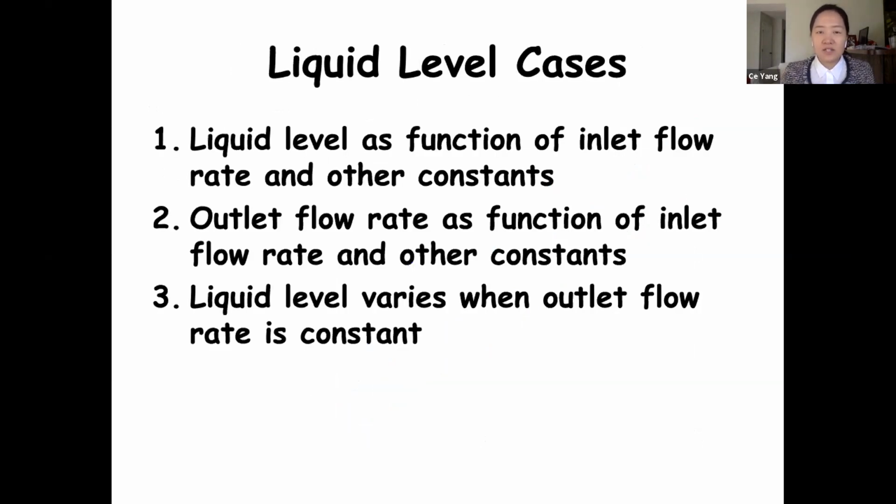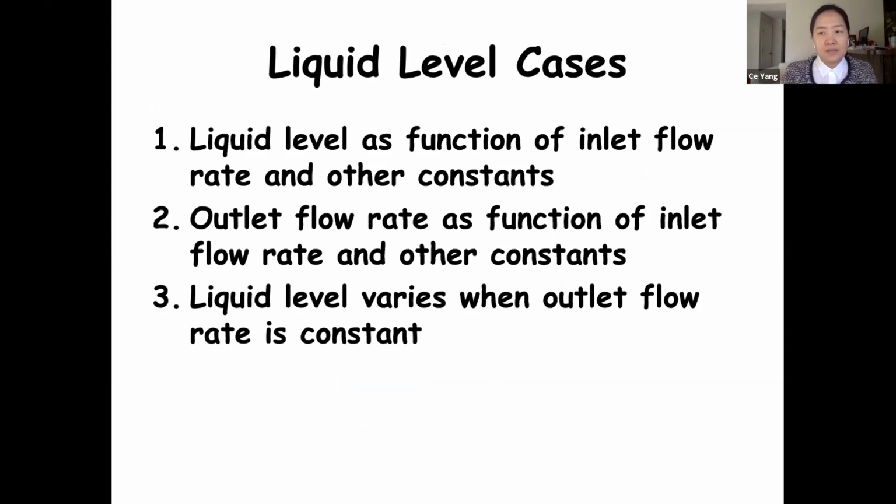And next, we talk about liquid level examples. In liquid level examples, we have 3 cases. Case 1 is when liquid level is the function of inlet flow rate and other constants. Case 2 is outlet flow rate as function of inlet flow rate and other constants. The third case is liquid level varies when outlet flow rate is constant.